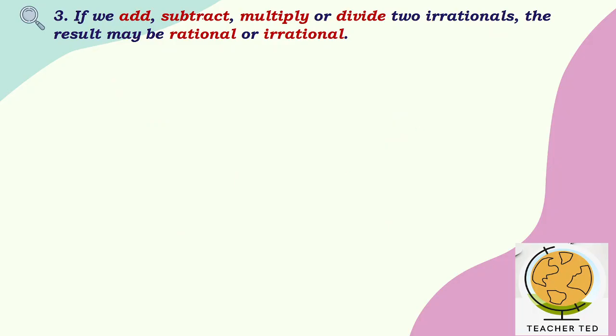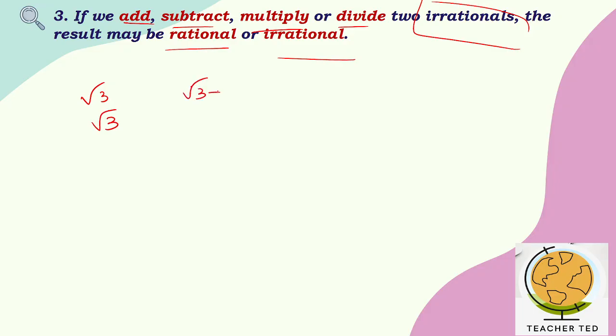The last property says if we add, subtract, multiply or divide two irrational numbers, the result may be rational or irrational. Let us take root 3 as one irrational number and root 3 as another irrational number. If you add these two, root 3 plus root 3, it becomes 2 root 3. This is irrational. So it may be rational or irrational. In this case, it is irrational.